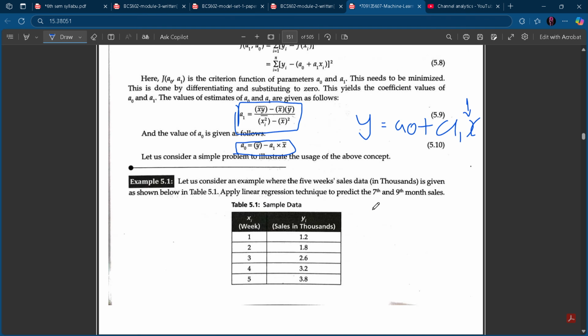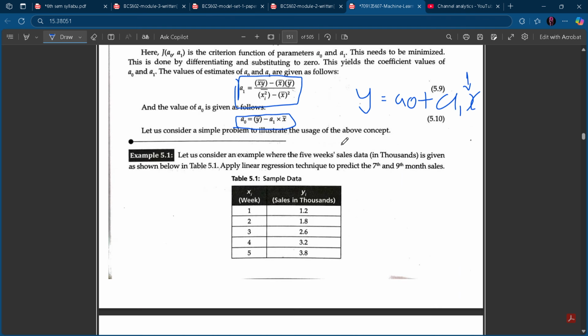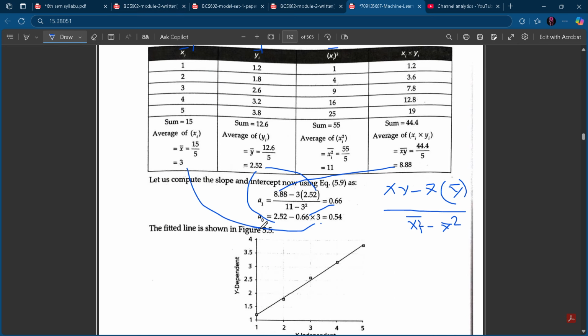Now let us see here: xy bar minus x bar into y bar. That is, the mean of xy minus the mean of x into the mean of y, divided by the remaining value, which is xi square. Xi square minus x bar, the whole square. Simple. So we will do it.